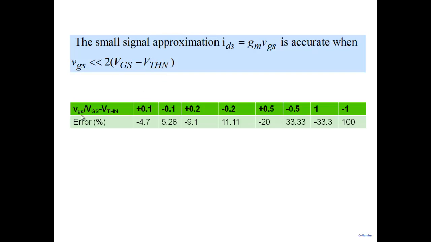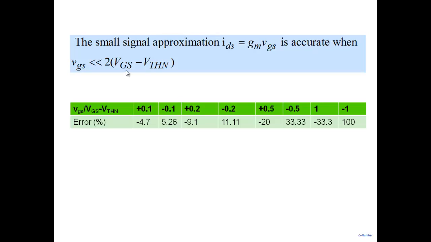And what are the errors? You can see here, I can apply vgs divided by this, plus 0.1 and have an error of minus 4.7, minus 0.1, 5.26. So let's take this number. This is like 10% error. So what it says is, I have to apply small signal gate to source voltage divided by VGS minus VTN, which is 0.2. And then I'm within roughly 10% error here.